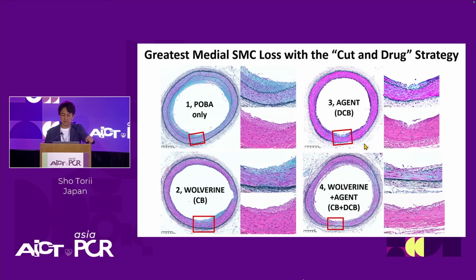And if you look at the pink colored area with the agent, in the DCB only or cut and drag groups, there's a loss of the nuclei of smooth muscle cells. We call this a drug effect. So maybe paclitaxel makes these nuclei disappear, and that makes a drug effect after usage. So we calculated the area or scored the area of this medial smooth muscle cell loss to see what happened to the drug effect in these 4 groups.